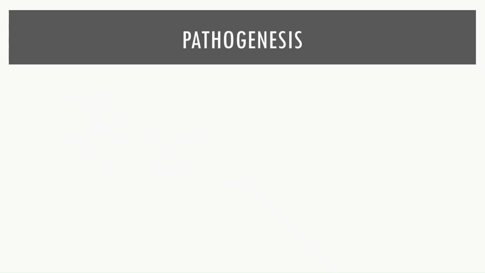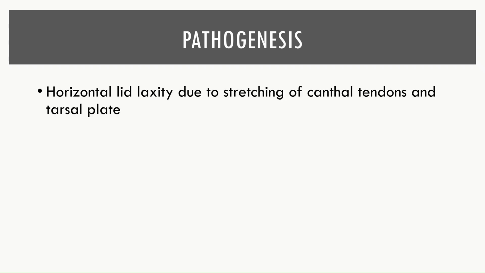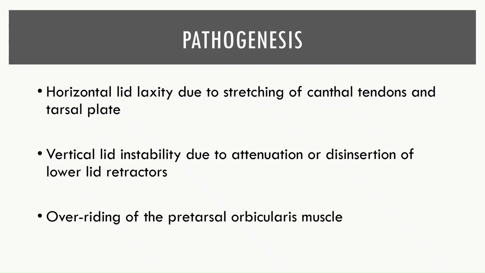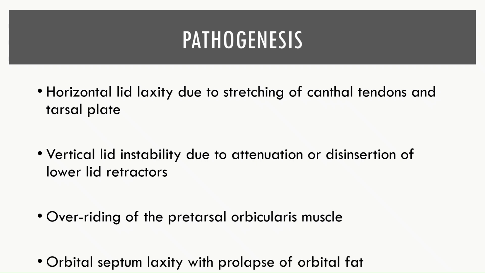The pathogenetic factors in involutional entropion are horizontal lid laxity due to stretching of canthal tendons and tarsal plate, vertical lid instability due to attenuation or disinsertion of lower lid retractors, overriding of the pretarsal orbicularis muscle, orbital septum laxity with prolapse of orbital fat. These factors act together, tipping the lid margin inward towards the globe.